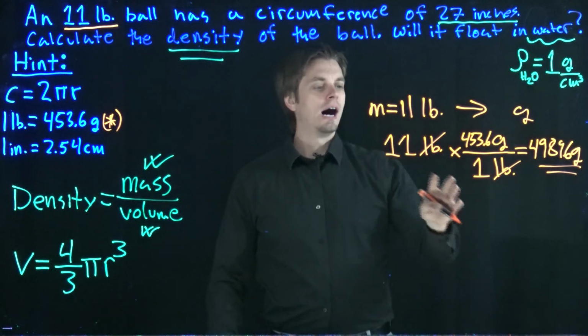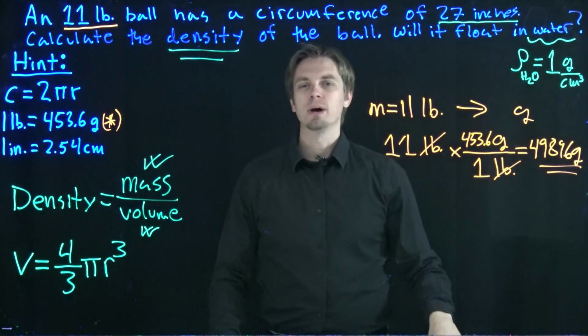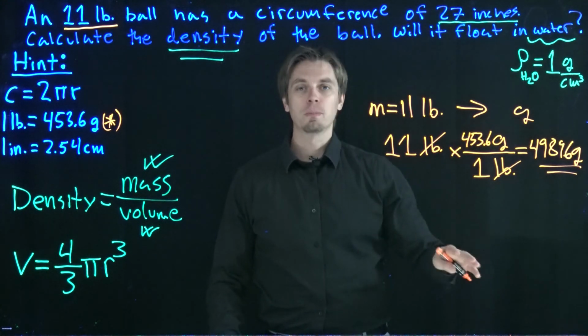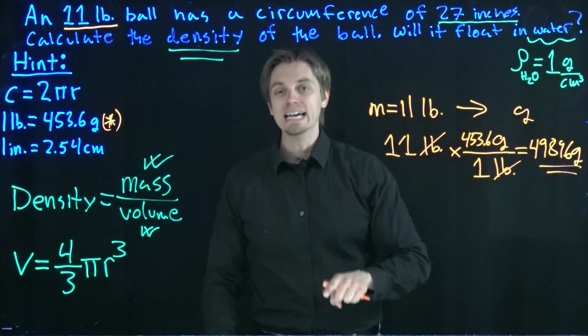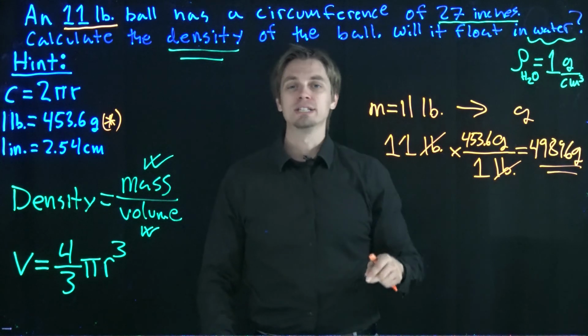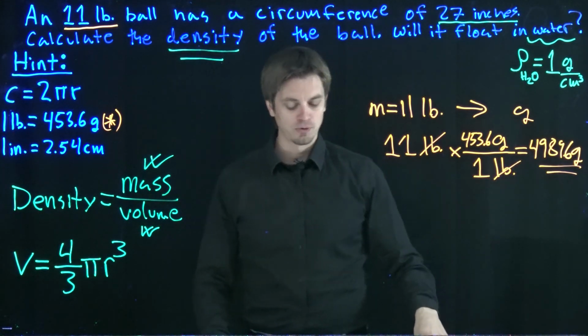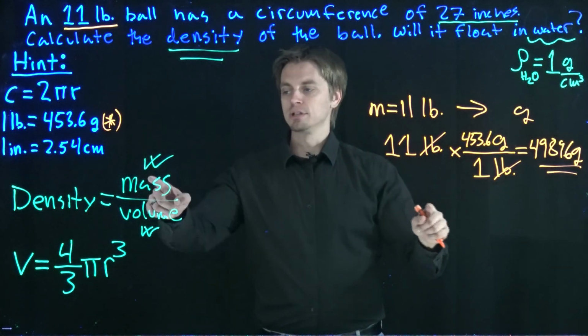Now notice I'm keeping all of the digits that came out of the calculator. We're going to do that throughout all these unit conversions, throughout the problem, and then round at the very end according to how many sig figs we should have based on the given values. So we're going to keep that total mass for right now.